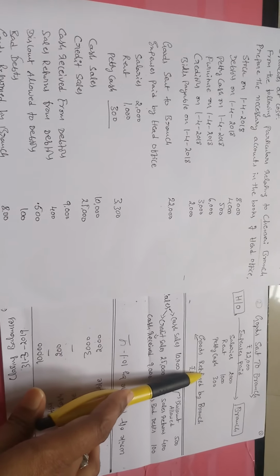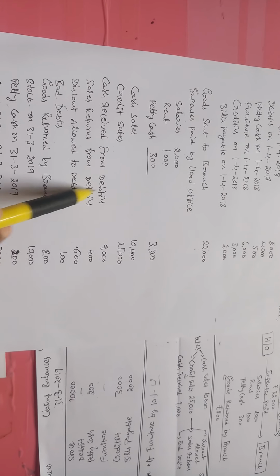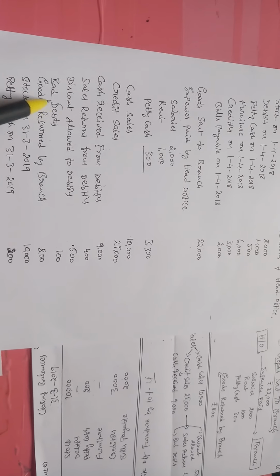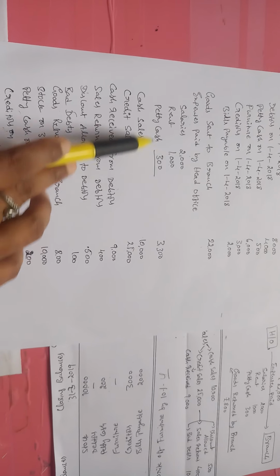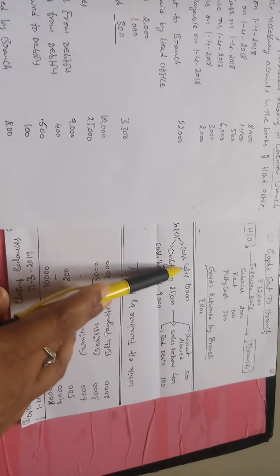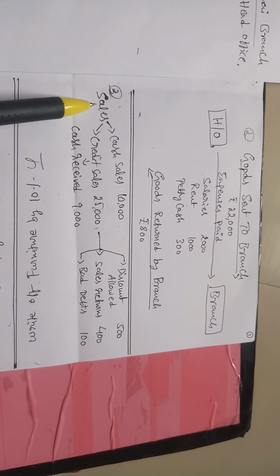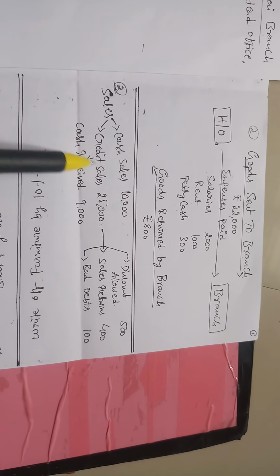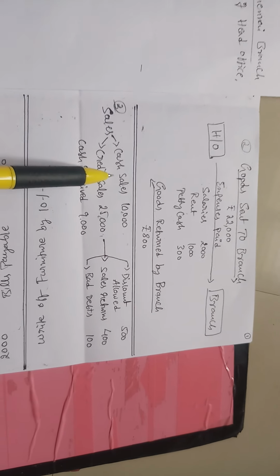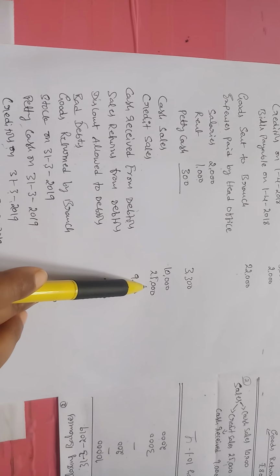The third step I'm doing here: cash sales, credit sales, and the related items given, like bad debts. Only these items are left, and these items come to the total debtors account. That's why I prepared it here. Sales we divide into two types: cash sales and credit sales. Cash sales 10,000 and credit sales 25,000 are given in the problem, right?